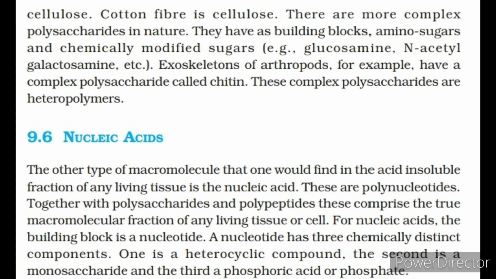Nucleic acids. The other type of macromolecule that one would find in the acid-insoluble fraction of any living tissue is the nucleic acid. These are polynucleotides. Together with polysaccharides and polypeptides, these comprise the true macromolecular fraction of any living tissue or cell. For nucleic acids, the building block is a nucleotide. A nucleotide has three chemically distinct components. One is a heterocyclic compound, the second is a monosaccharide, and the third a phosphoric acid or phosphate.